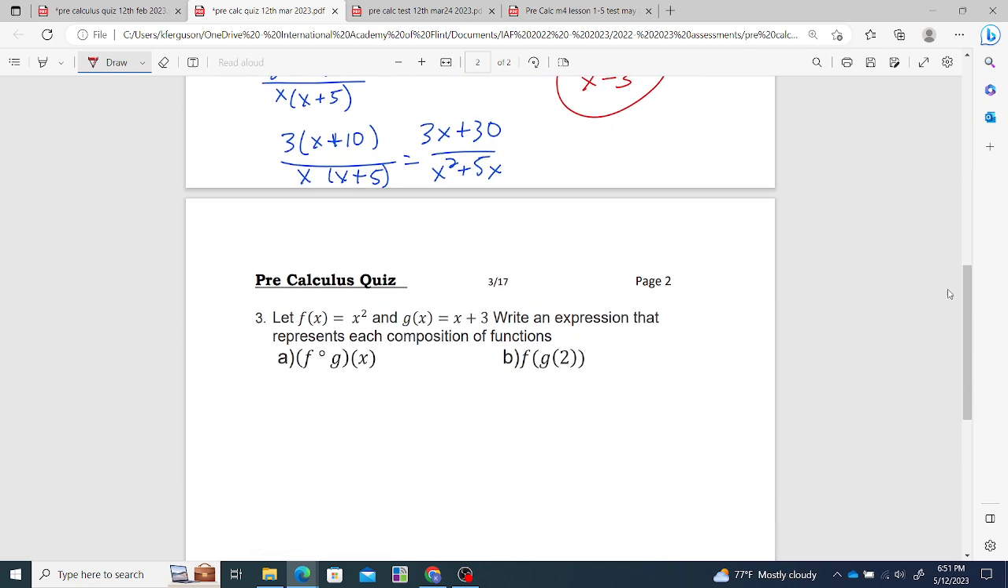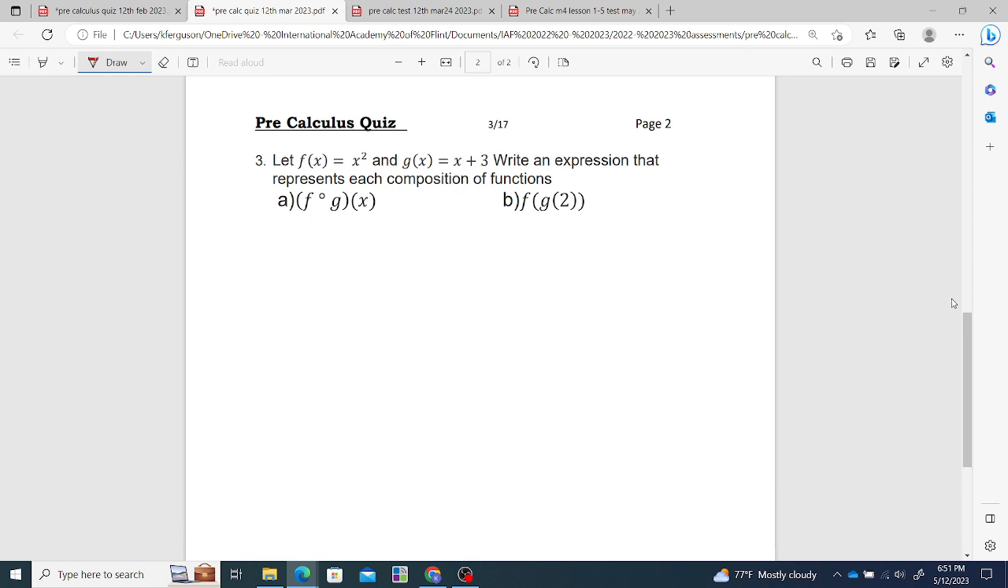Okay. So next, now we got the composition of functions. So that's when I take a function and another function and I kind of combine them or put them inside of each other.